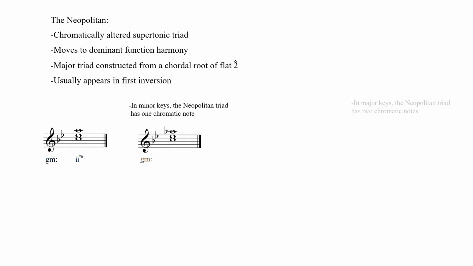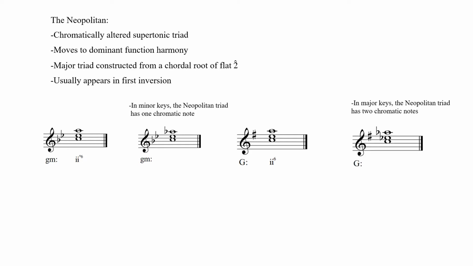However, in major keys, the Neapolitan chord requires 2 chromatic notes to create the major triad. This is true of the Neapolitan in any major key. See the diatonic supertonic chord in the key of G major with the notes C, E, and A. To create a major triad, a Neapolitan chord constructed from a flat scale degree 2 chordal root, not only does A need to be lowered to A flat, the E also needs to be lowered a half step to E flat. If we forget to lower the chordal fifth in a major key, we will be left incorrectly with an augmented triad. Notice that the Neapolitan triad in the minor and parallel major keys are the exact same sonorities.